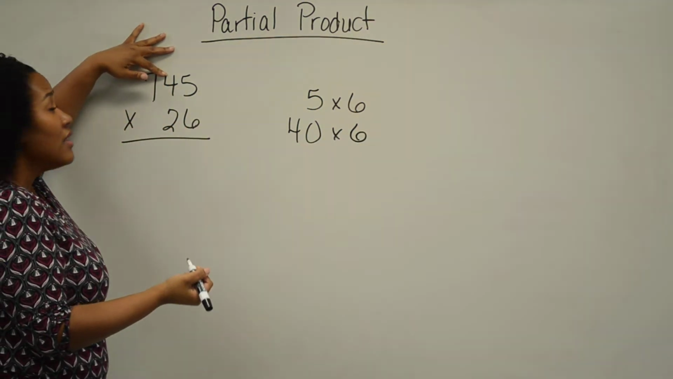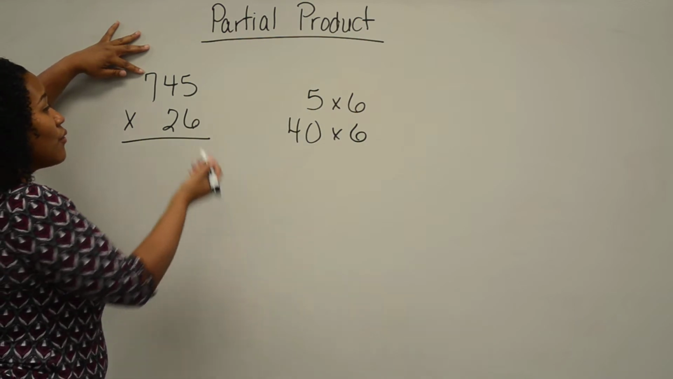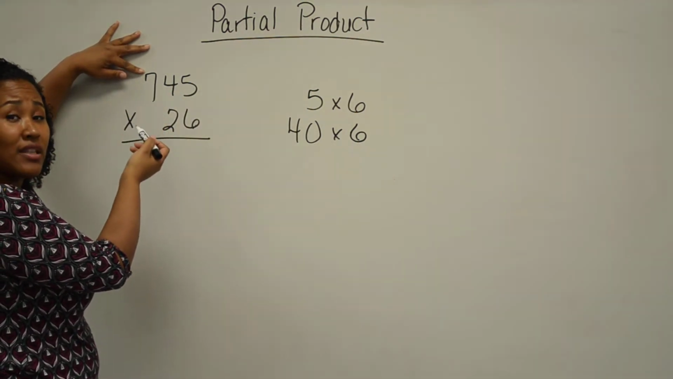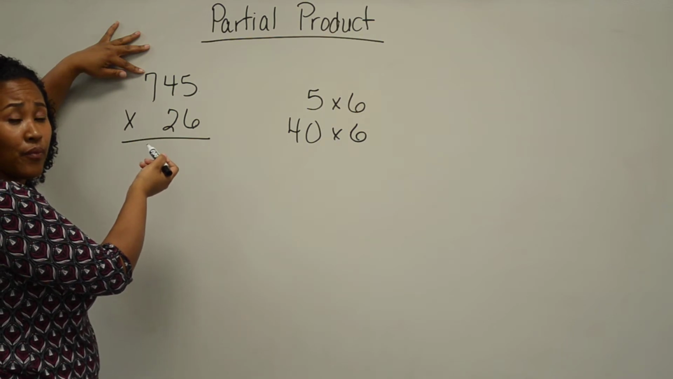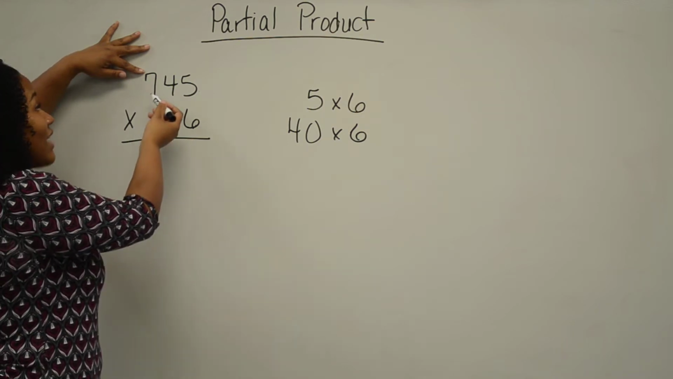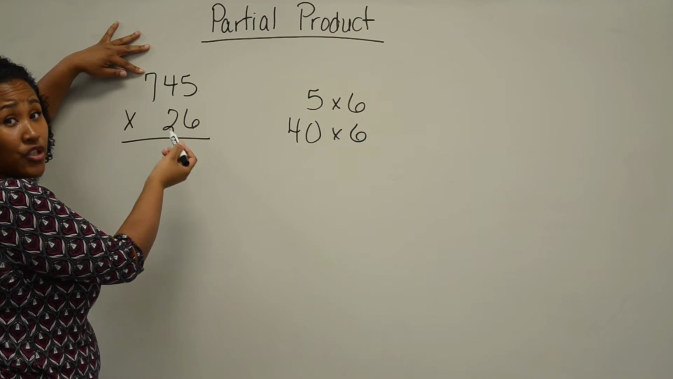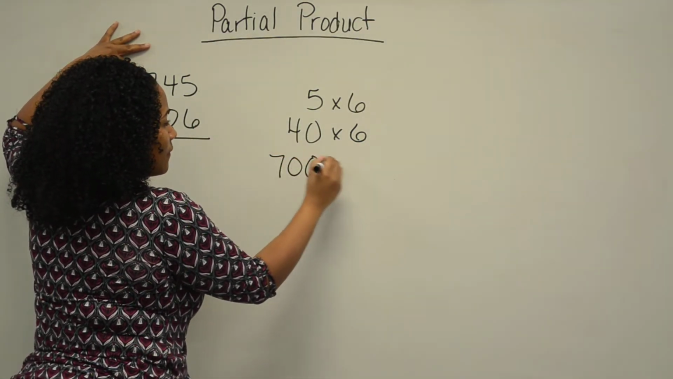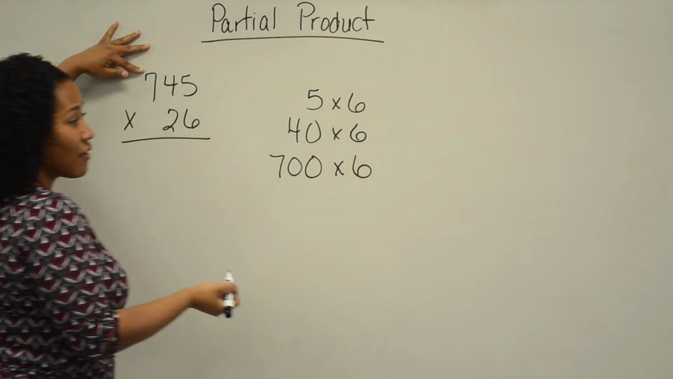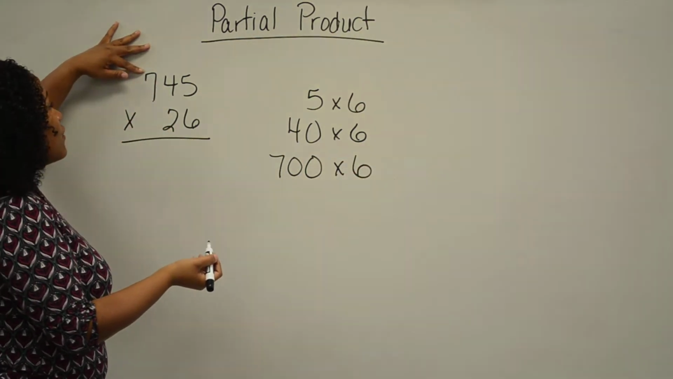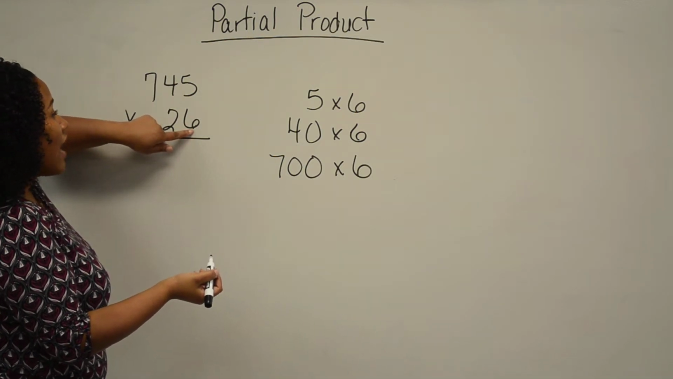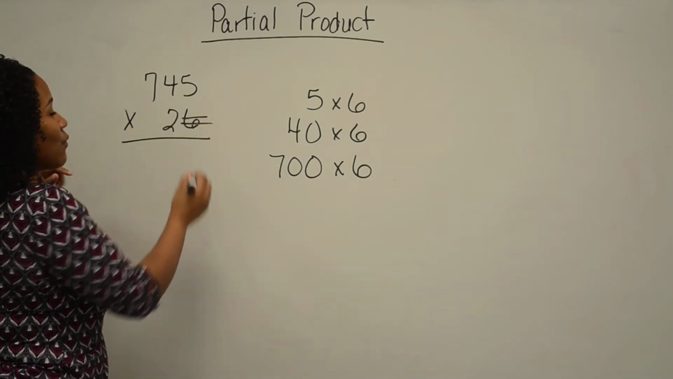Okay? Now let's look at the 7. We're going to do 7 times 6, but remember, we're looking at the place value. The 7 is in what place value? It's in the hundreds. So it's not really a 7, it's a 700. 700 times 6. All right. So now that we've done all 3 digits times the 6, we are now going to cross that out, just like we were doing turtle head.